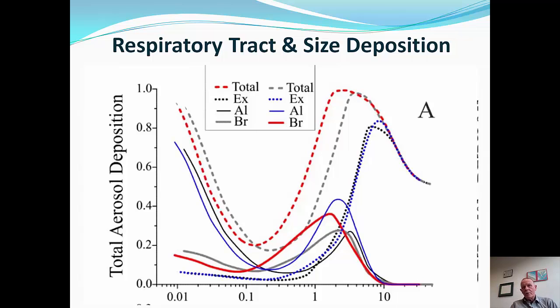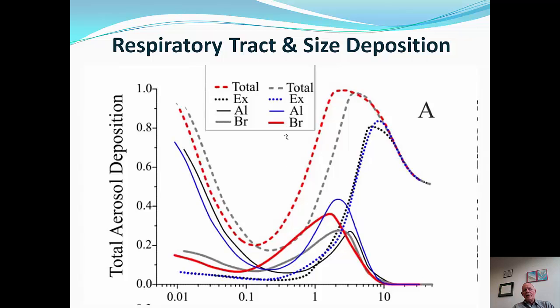When you're out in very large particles, say larger than a micron or so, then they're usually deposited in the extrathoracic part, or the nose and mouth. And that would be the dashed lines here. When you get into the bronchial system, you get a little bit more penetration of the smaller particles, but still the larger ones are the ones that are predominantly deposited in this area.